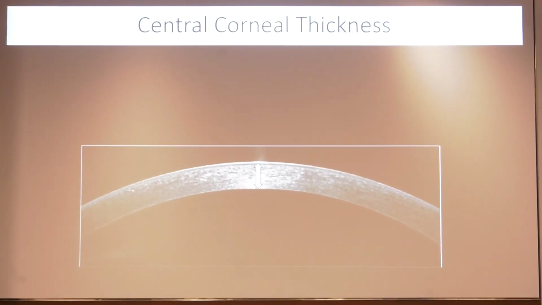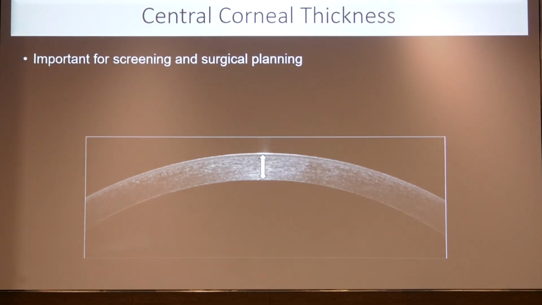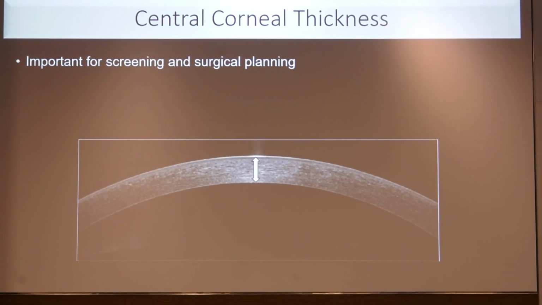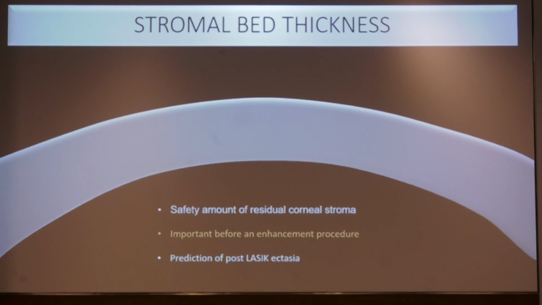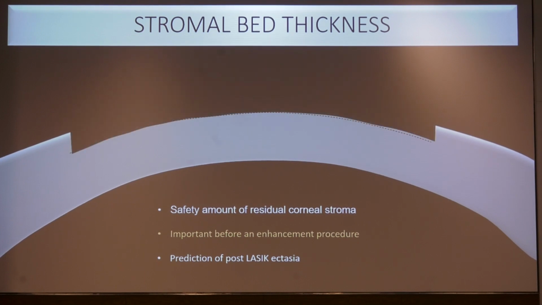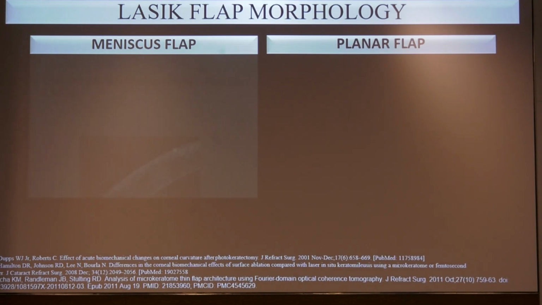The first thing we'll look for is the central corneal thickness, which is important for screening and surgical planning, and also for the prediction of post-LASIK ectasia. The more important thing is to look for the stromal bed thickness. So basically it's the safe amount of residual corneal stroma. This is important before any enhancement procedure and also for the prediction of post-LASIK ectasia.